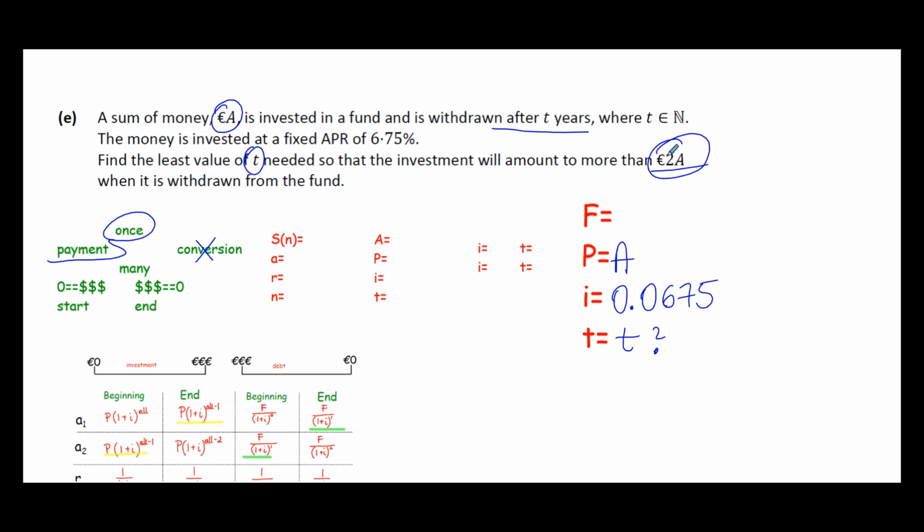So what is that in our formula? That's the F value, 2A. What I'm looking for here is the T. So that means 2A will equal A multiplied by 1 plus the interest rate 0.0675, to the power of T. And when I'm looking for the power, I know I'm going to be using logs, isn't it? Okay, let's have a look at the next part.